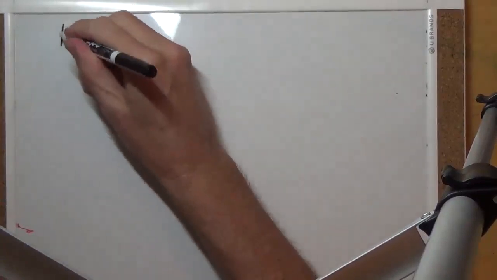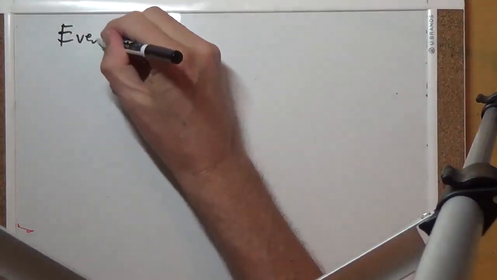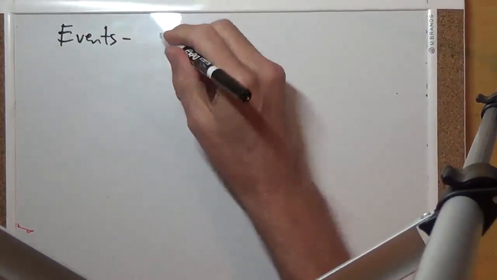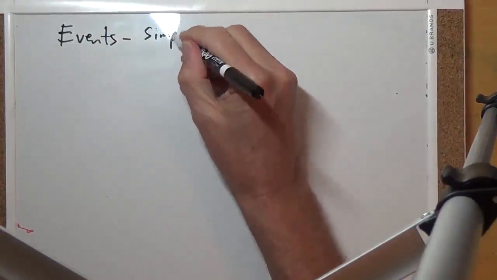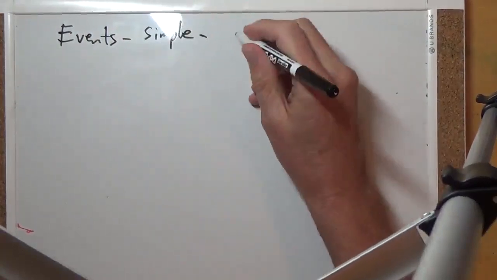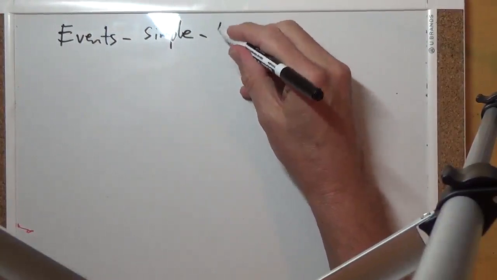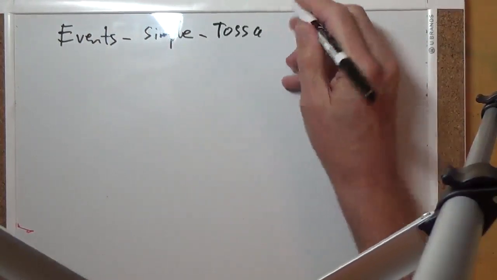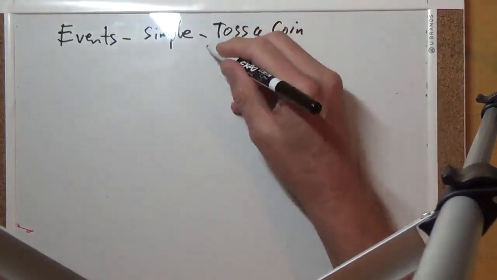Okay, so this is the first video, section 12.1. I want to talk about events, like a simple event, and the two I'm going to look at is toss a coin or roll one die.